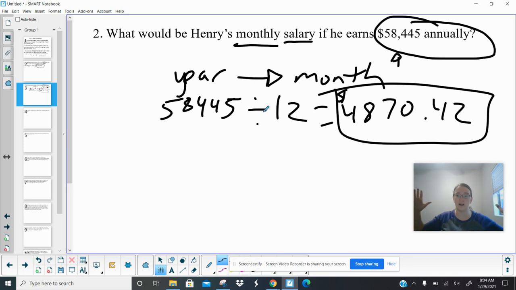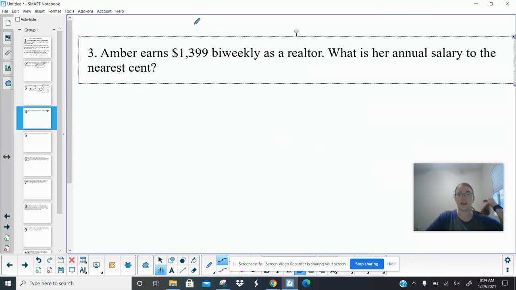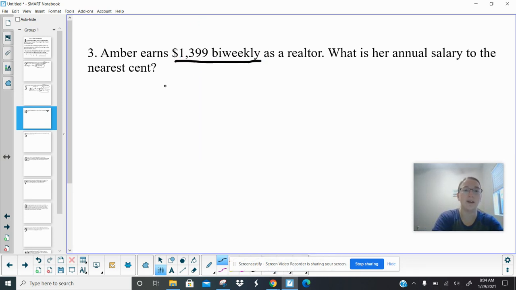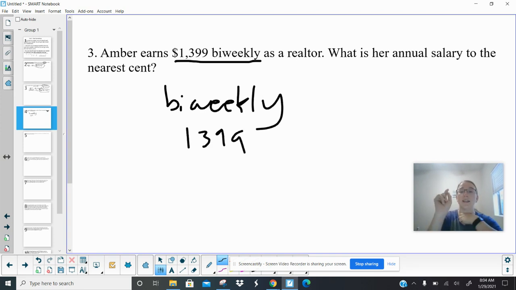We have the year, take it to a month. Okay, number 3. So this one, we have to see what we're starting with. We are starting with biweekly. And again, the point of this is salaried, so she is going to get that check every other week. That's what biweekly means, right?